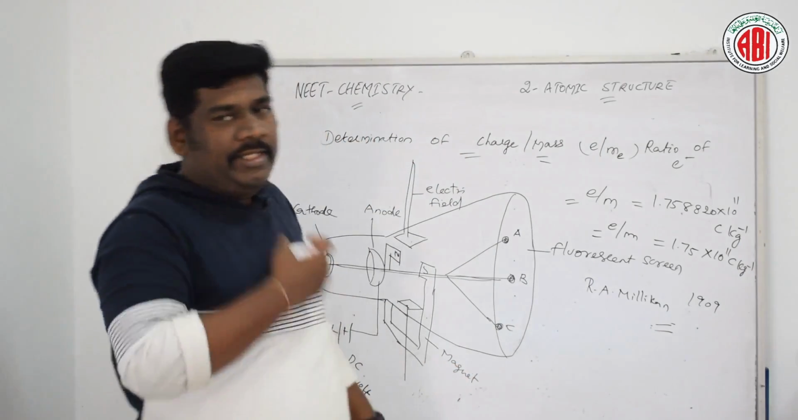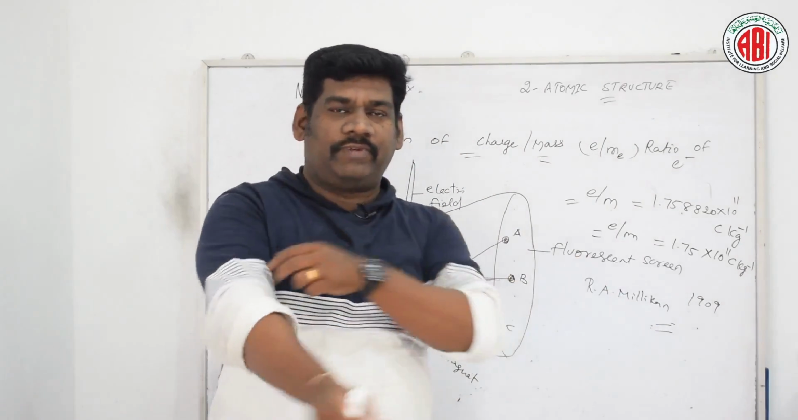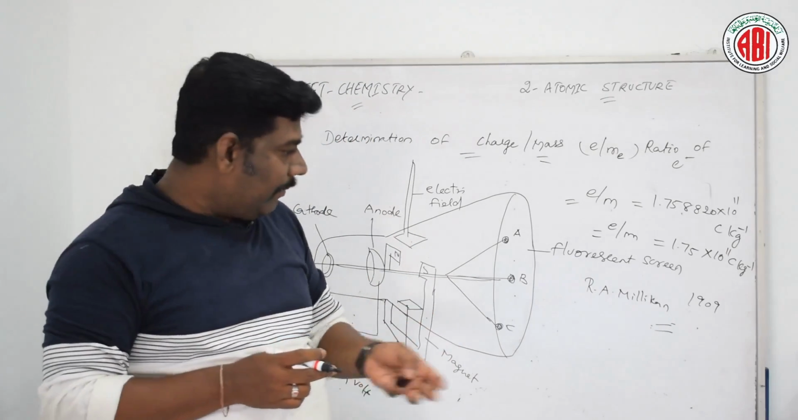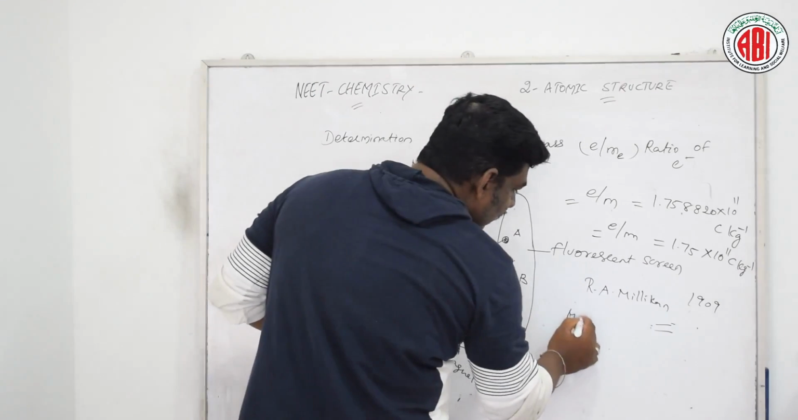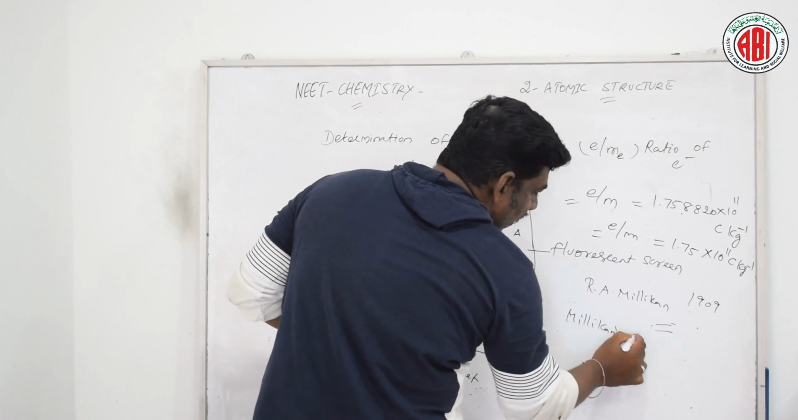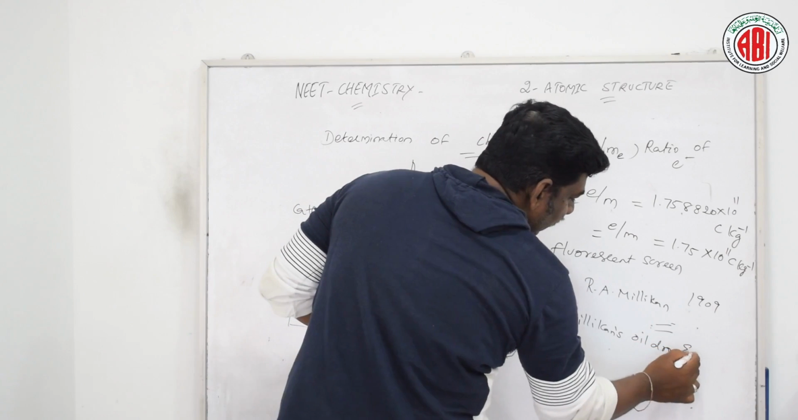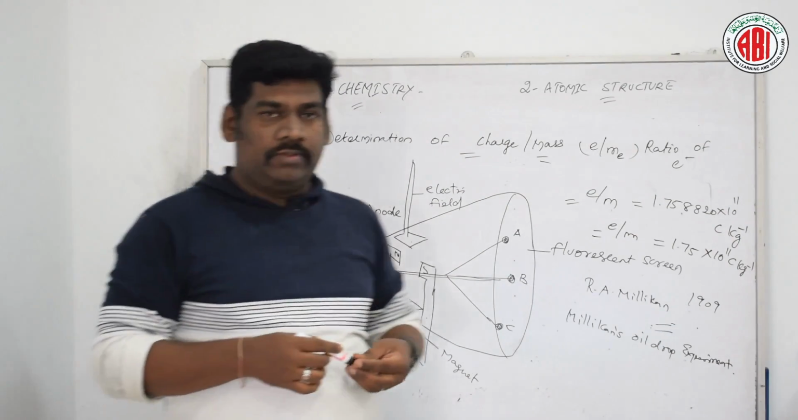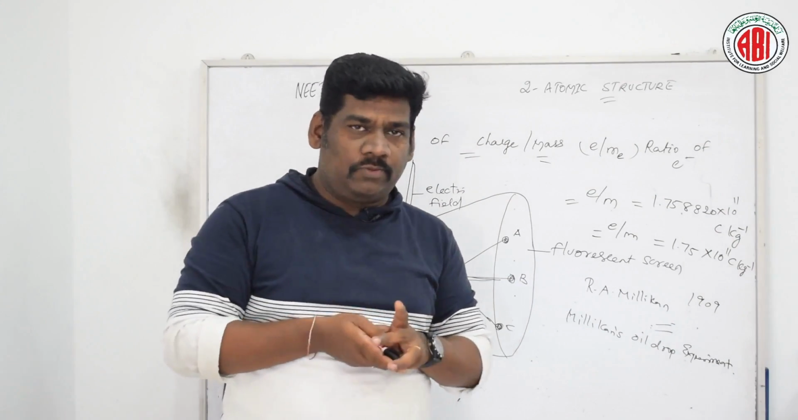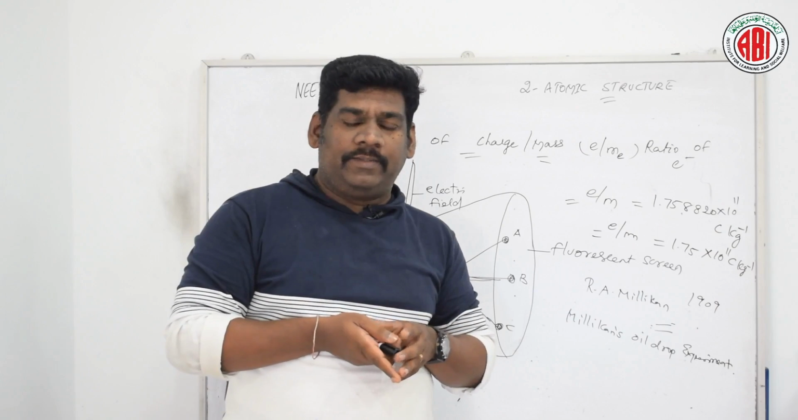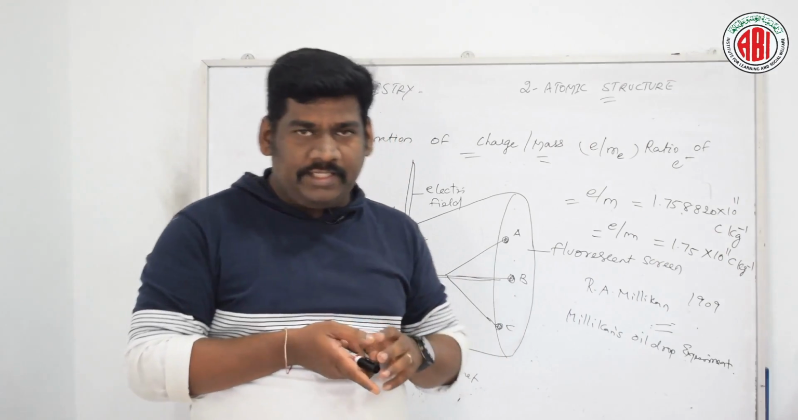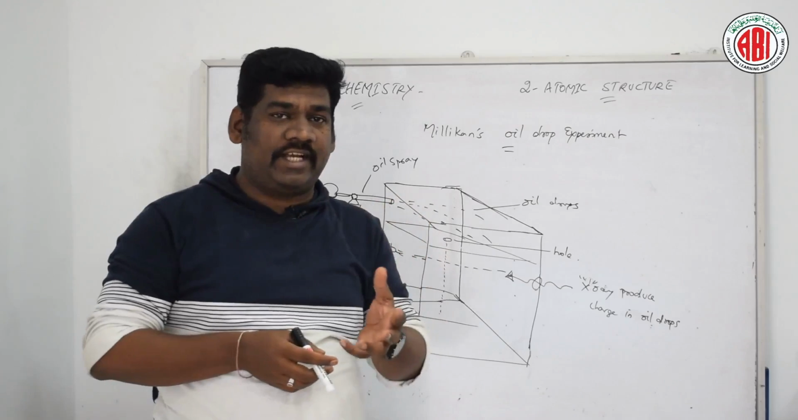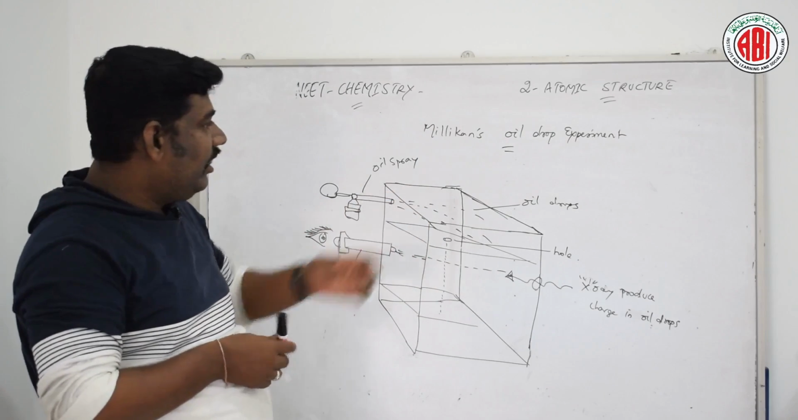So what experiment did he perform to find the charge of an electron? That experiment is popularly called Millikan's oil drop experiment. Now let us see how this experiment is done, and how from this experiment we could determine the charge of an electron. So now let us discuss the determination of charge on the electron by Millikan's oil drop experiment.